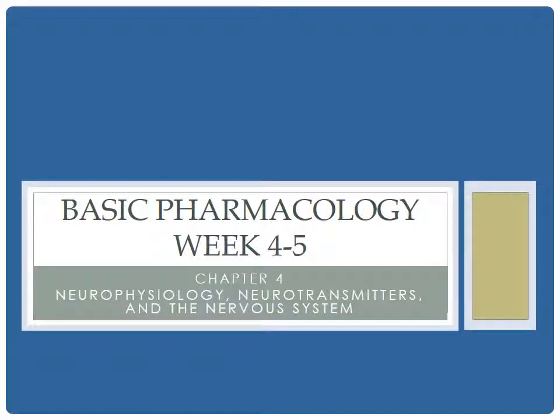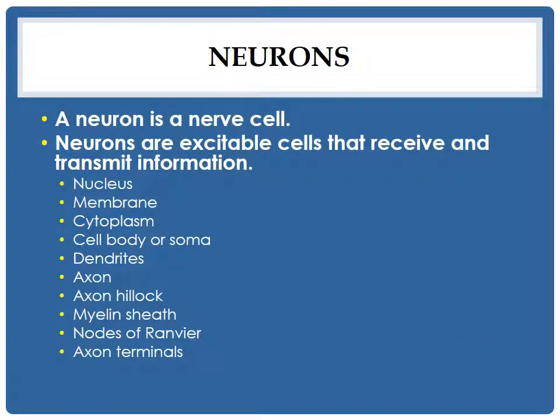Welcome to week 4. We're actually going to take 2 weeks to cover this chapter, so this is for weeks 4 and 5. Chapter 4 covers neurophysiology, neurotransmitters, and the nervous system. So first we're going to talk about neurons. A neuron is basically just a nerve cell. You can see an example of one in figure 4-1.